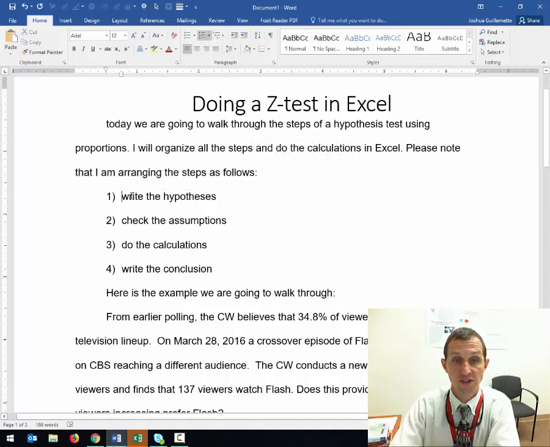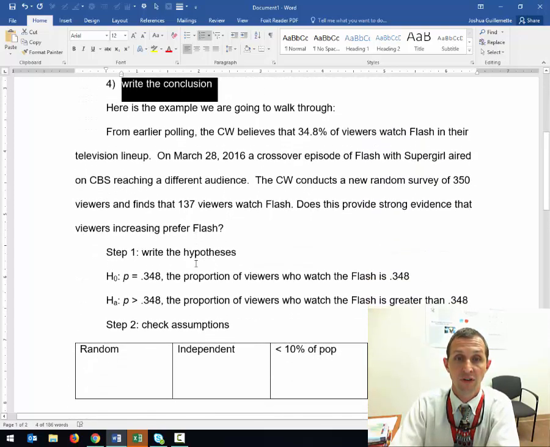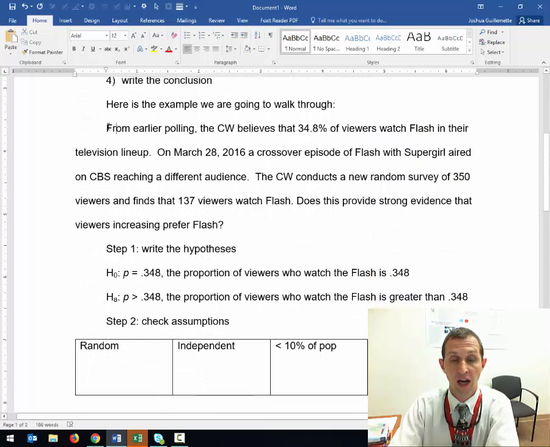So the first step is going to be write the hypotheses. The second step will be check the assumptions. Then we're going to do the calculations, and then I'm going to show you how to write a conclusion from that calculation, right? So here's the example we're going to walk through.